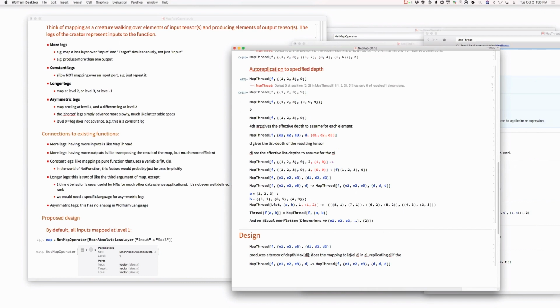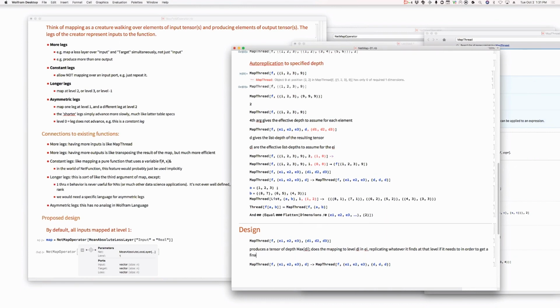Okay, so it does the mapping to level D sub I, replicating whatever it finds at that level if it needs to, in order to get a final tensor of depth max D sub I. That's horribly said, but I think that's a correct statement.